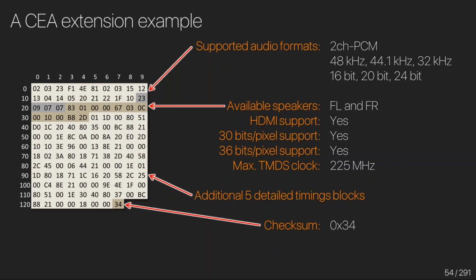We've got a front left and a front right, so it's a 2-channel system. HDMI mode is supported, deep color mode is supported, deep color being the 30 and 36 bits per pixel, and the max TMDS clock is 225 megahertz.